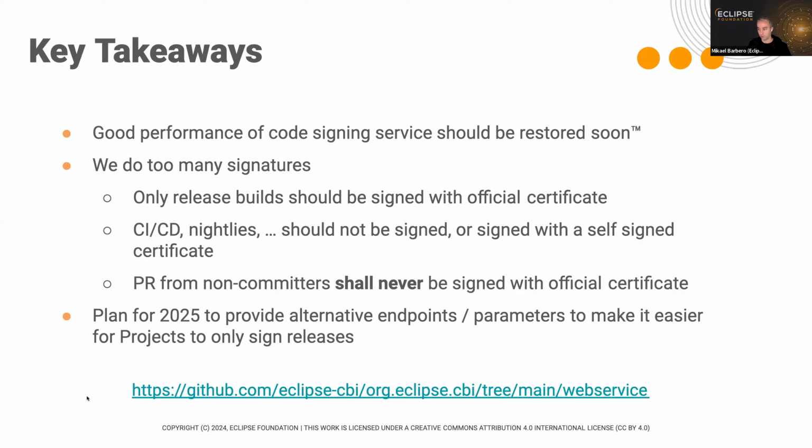We have a plan for 2025 to also provide alternative endpoints or parameters to make it easier for your projects to sign only releases, while still signing your CI/CD or nightly builds, so that you always have the same kind of pipeline. You don't sign only at release, which can be cumbersome because then you don't retest the signing phase of your build. But you may want to use, for instance, a self-signed certificate for your CI builds and only use the official, real one for the releases.